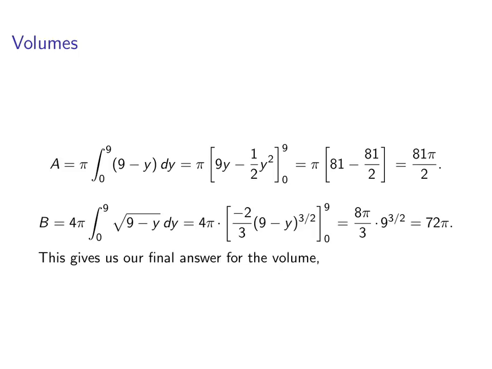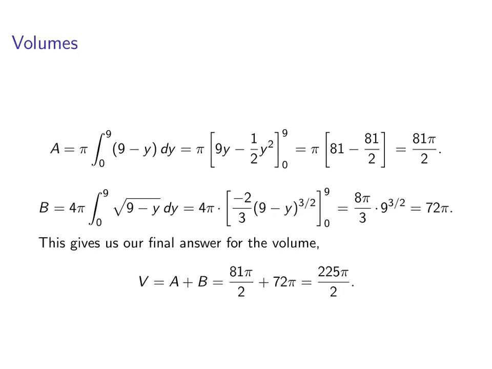All right, we're going to get our final answer for the volume. We just have to add up what we got for A and B, and our final answer is going to be 225 pi over 2.